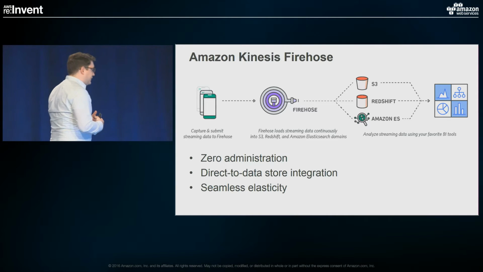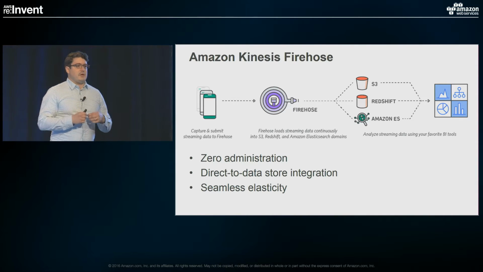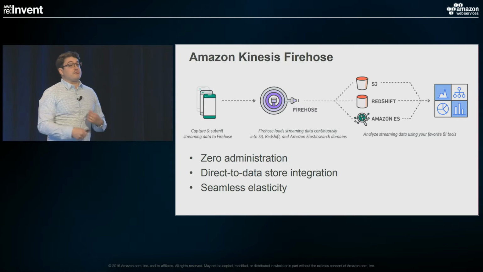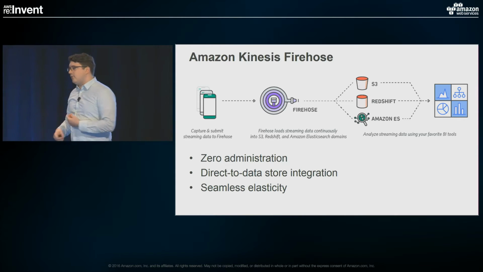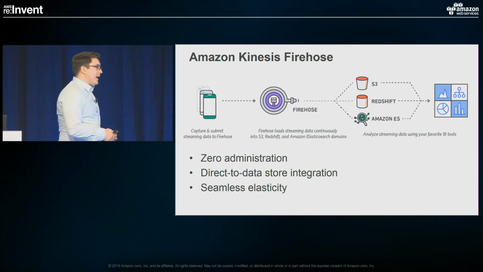Kinesis Firehose has zero or very, very little administration. The only thing you really have to worry about is making sure that your IAM configuration is correct between your stream or your Firehose delivery stream and your destination, and then just writing data at any rate. We scale the stream for you. There's no concept of harder to comprehend aspects like shards or partitions. And it just gets the data in as quick as a minute, sometimes lower, to the destination of your choice. It's very fire and forget.